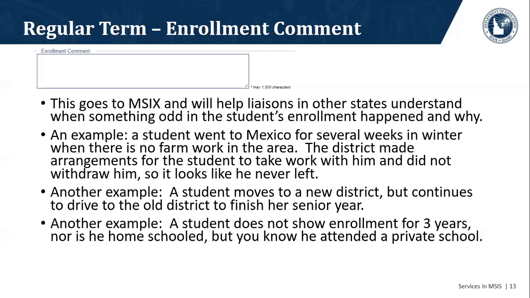So you're helping that next person that might look at this record by putting in a note that says the student moved to our district, but continued to drive to the old district to finish high school or senior year, something like that. Another example, a student does not show enrollment for 3 years, nor is he homeschooled, but you happen to know he attended a private school. So you might put a note in that says the student attended private school from this year to this year.